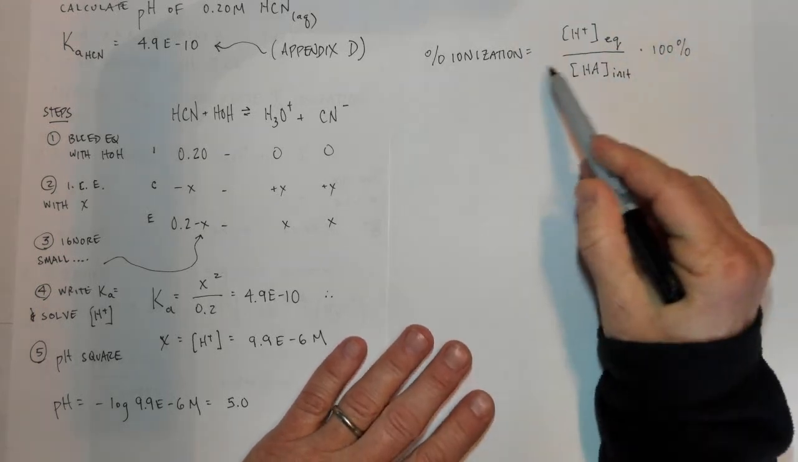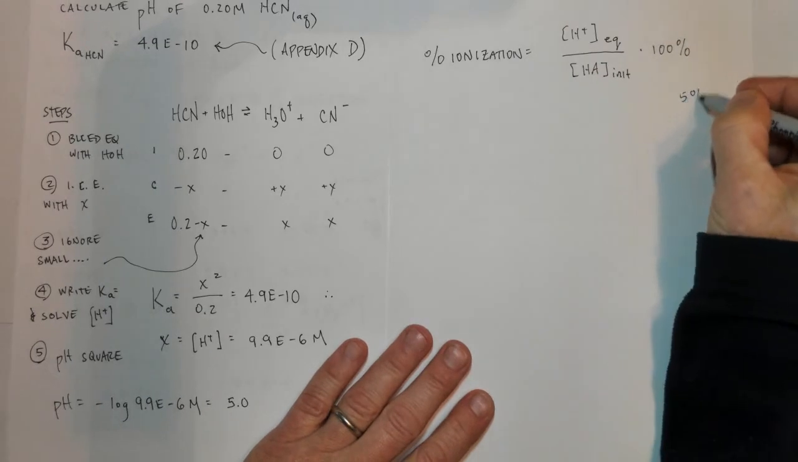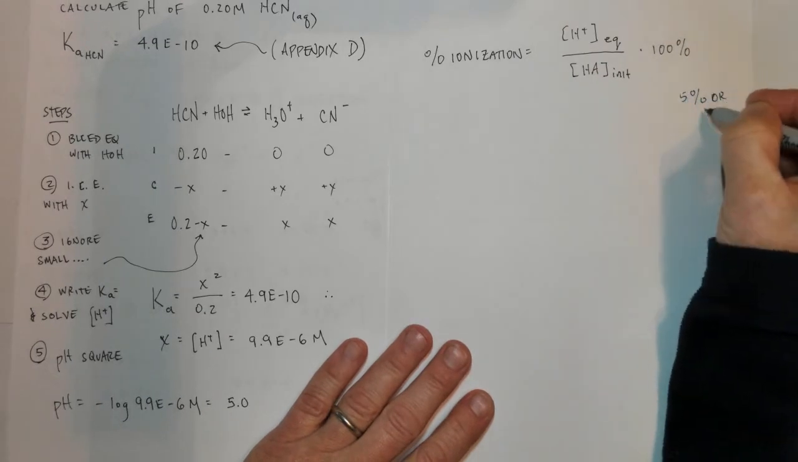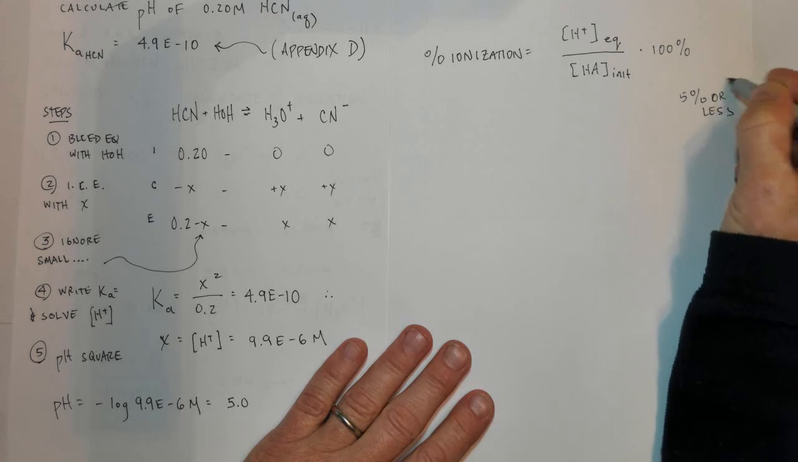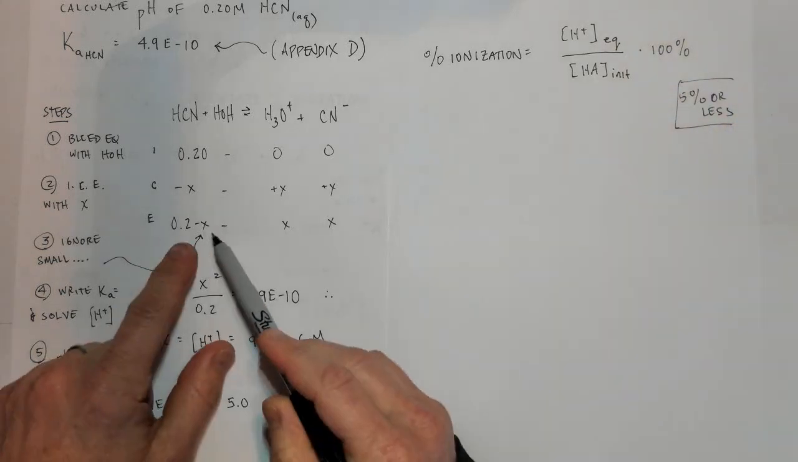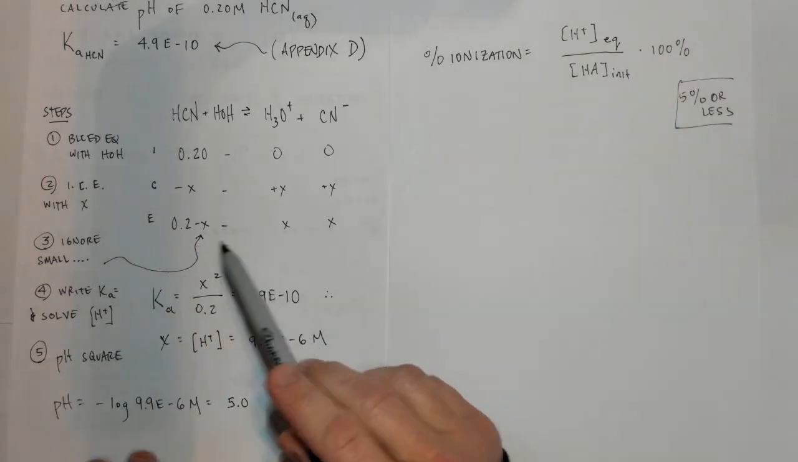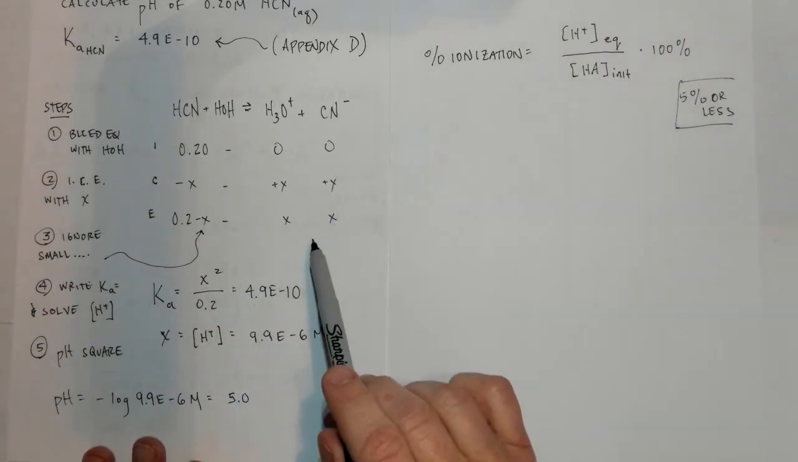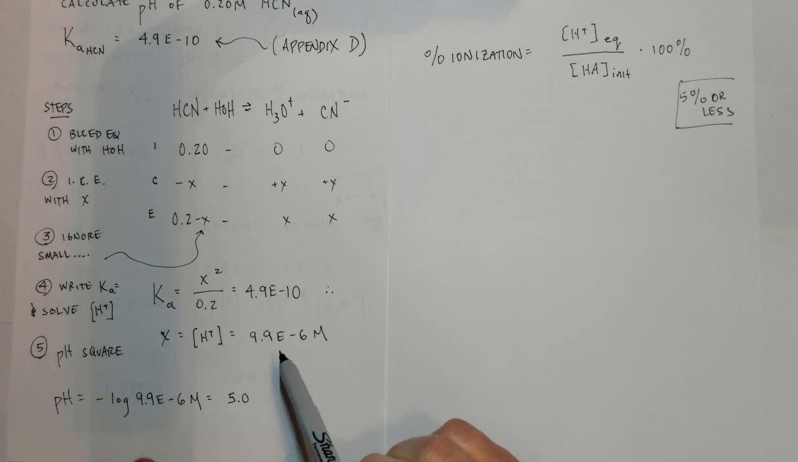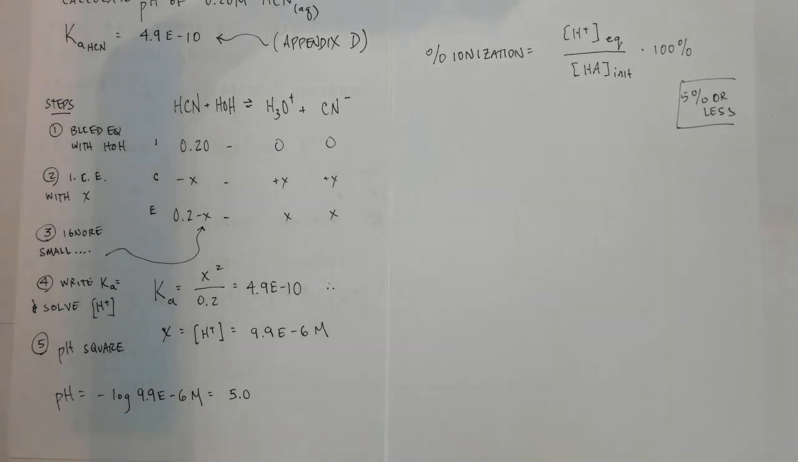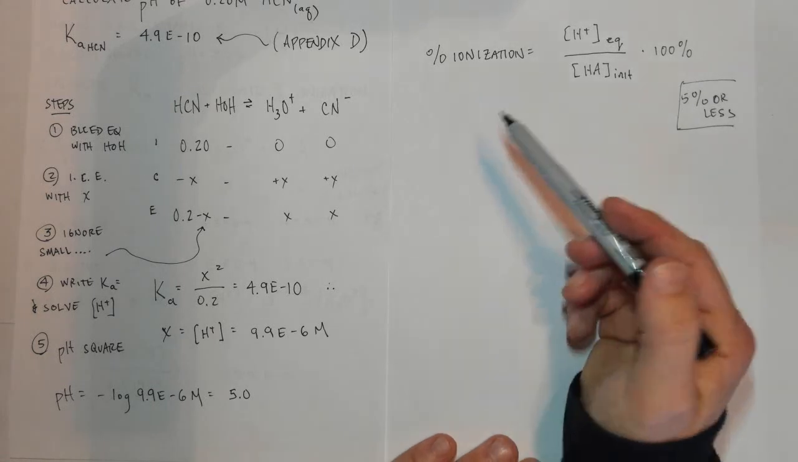If this percent ionization is 5% or less, they call that the 5% rule, then you can go ahead and ignore this X. If it's greater than 5%, then technically you're supposed to go back and rework the problem and do it as a quadratic formula. Now, I can tell you that on a test you're never going to have to do that, but you might have to calculate the percent ionization.